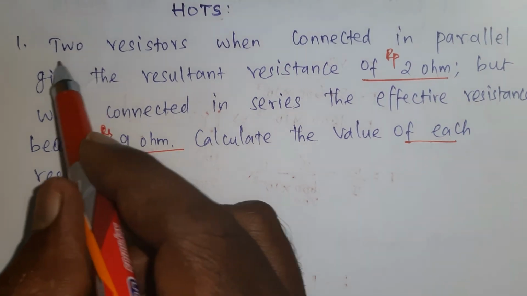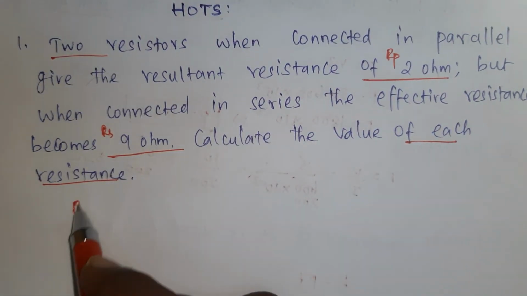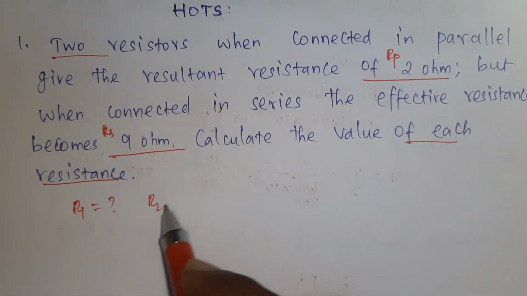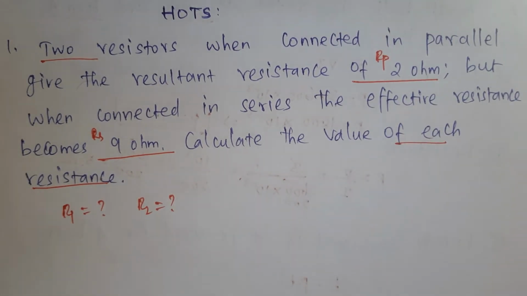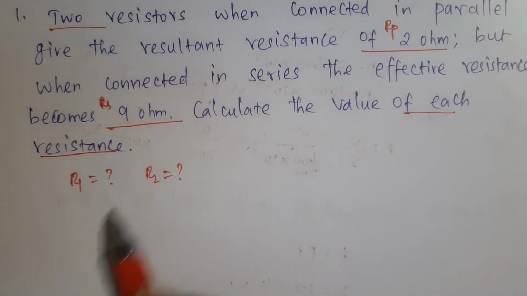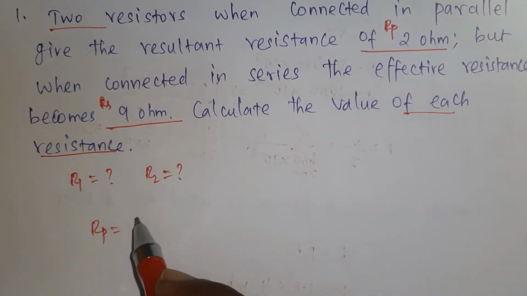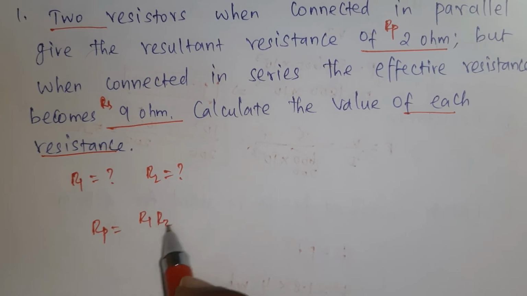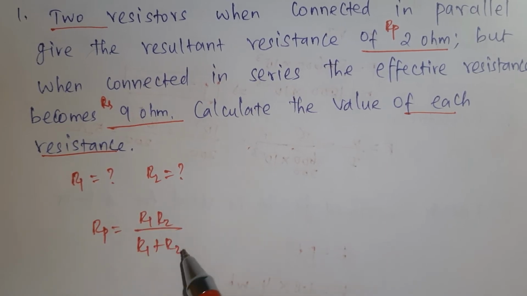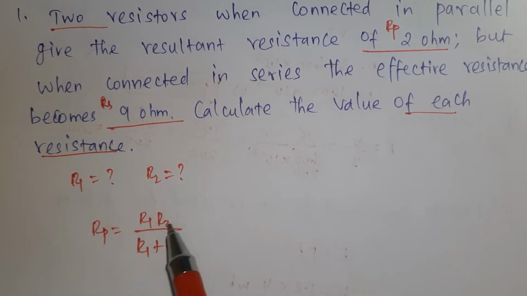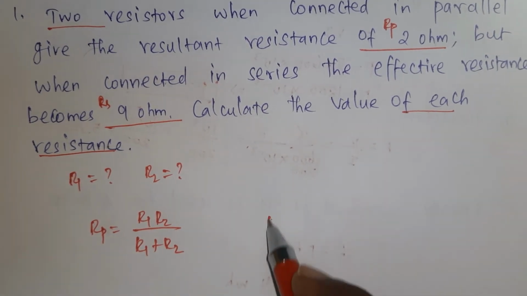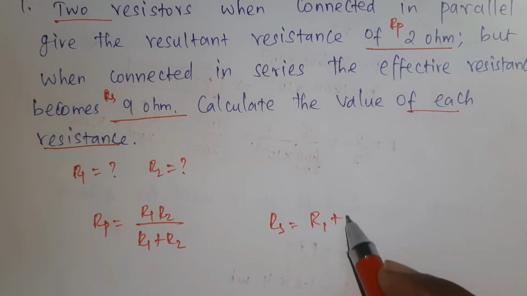So how many resistors? 2 resistors. So we have to find out the R1 value and the R2 value. When both are connected in parallel, the effective resistance is 2 ohm. We know the parallel circuit effective resistance formula: Rp = R1 times R2 divided by R1 plus R2. Instead of 1/R1 plus 1/R2, we can write in this simplified method: product in the numerator, addition in the denominator. Then for the series circuit, Rs = R1 + R2.